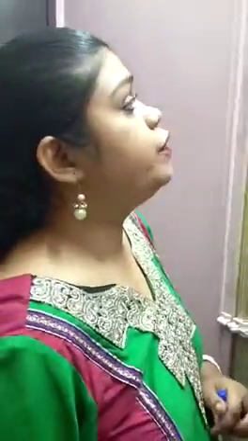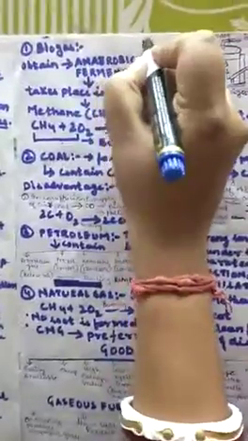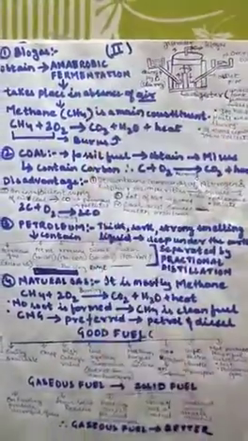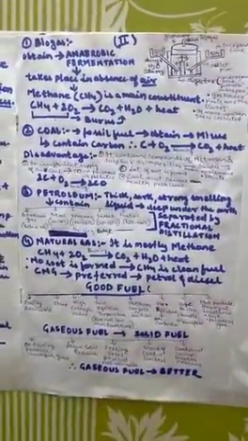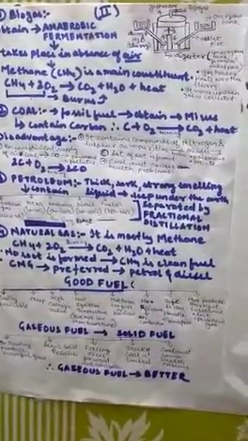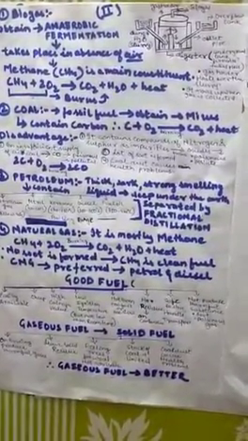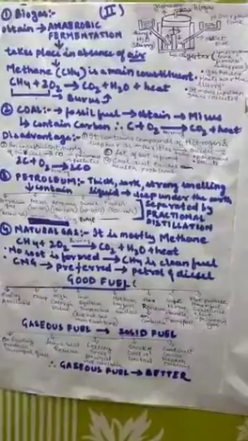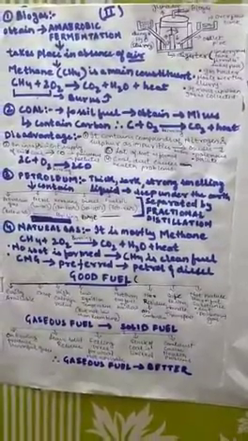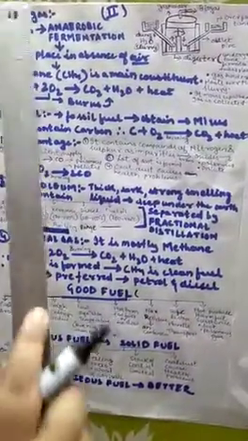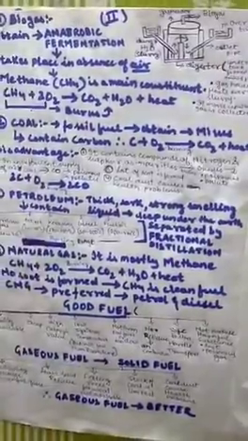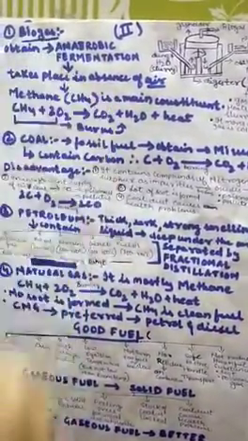Volume to which we will move for the chapter Combustion and Flame is volume 2. In this topic you will find the types of fuel which we have seen in the earlier part. From that, the first fuel which we will take into consideration is called biogas.